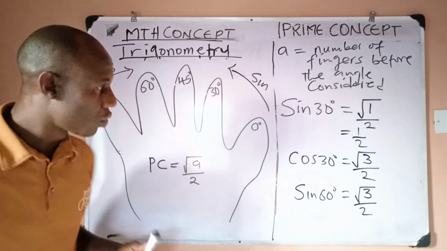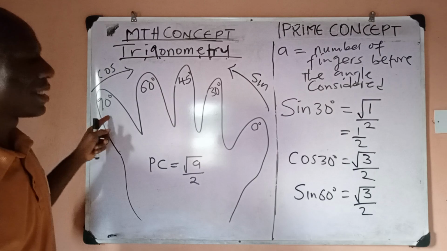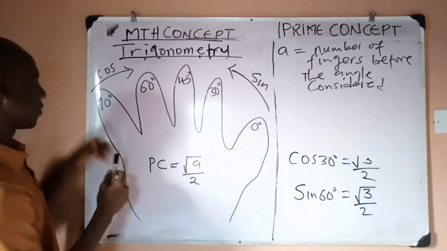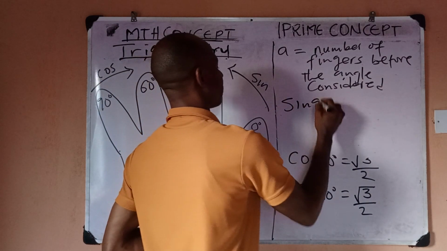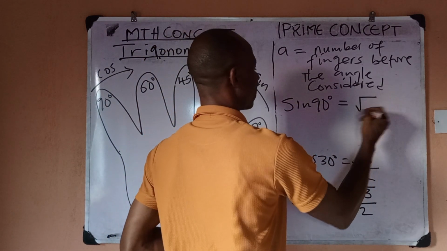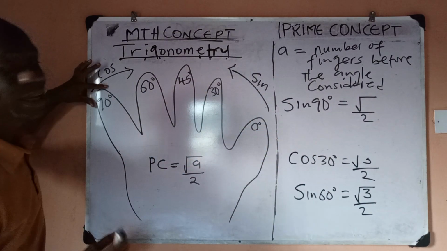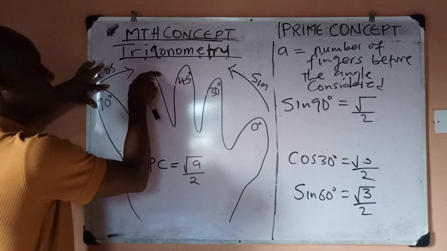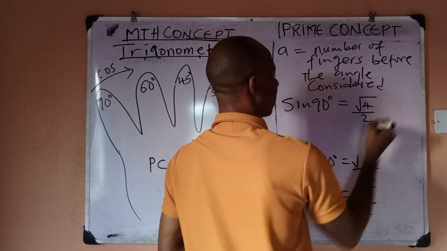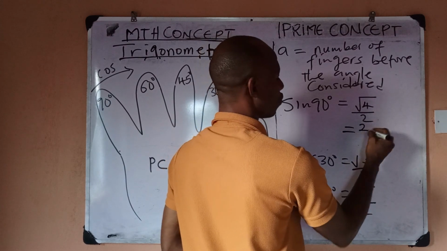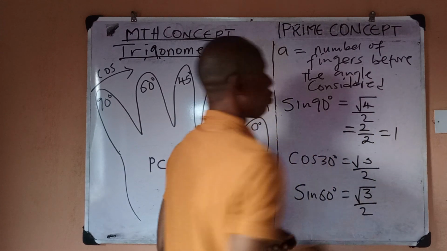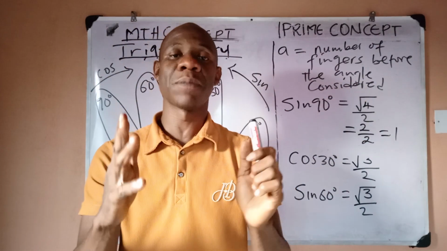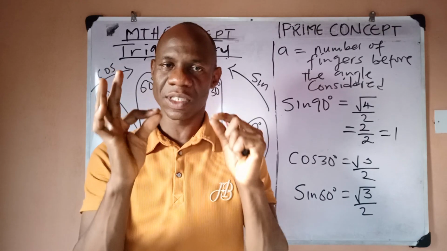Now, somebody may say, you told us you were going to teach us for 90 and 0. Before I close the video, I want to do for 90 degree. So for 90, say we want to find sine 90 degree. That is root something over 2. Now this is 90, and I'm looking for sine. I'll count from this side. So this is 1, 2, 3, 4. So I have 4 fingers before 90. So I'll put 4 here. So what is root 4? Root 4 is 2, all divided by 2, which is actually 1. So it means that sine 90 degree is what? 1.